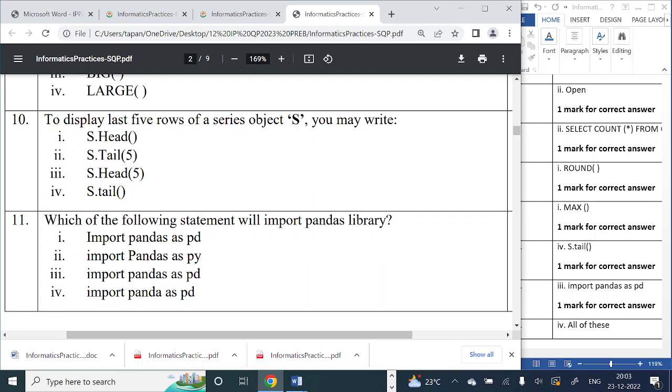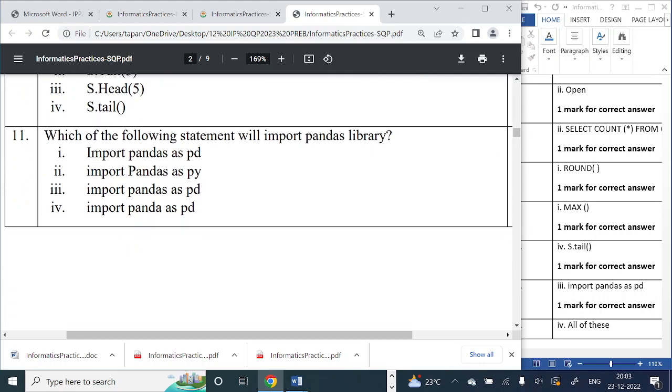If no argument is given, by default it will display the last 5 rows. Same, if they ask for the first 5, then small letter head will be there. It is not given here. So for the last 5 rows, the answer will be the fourth option.